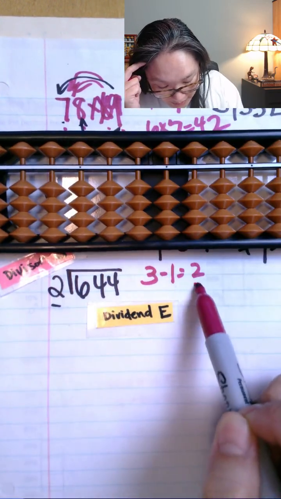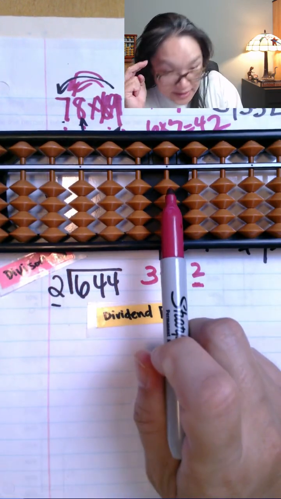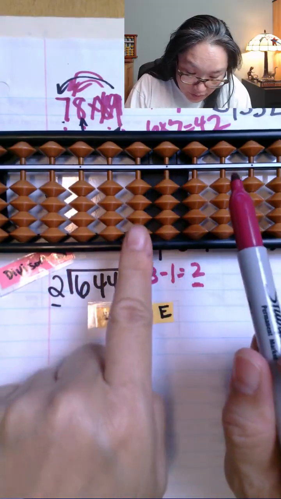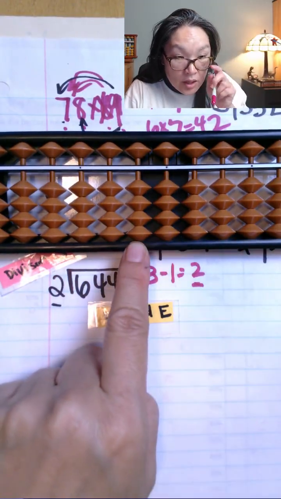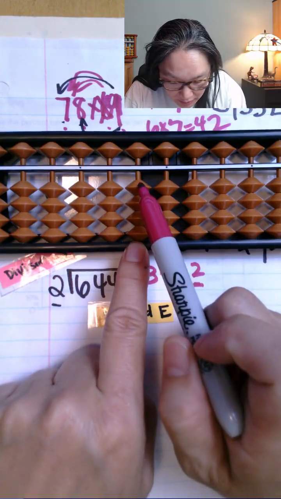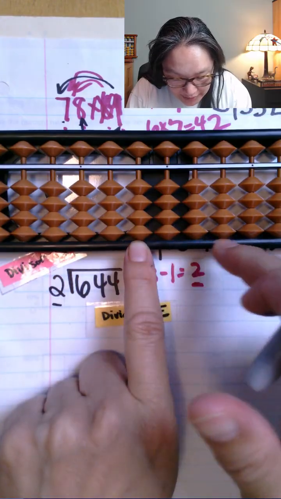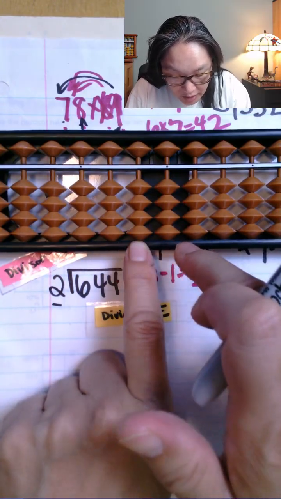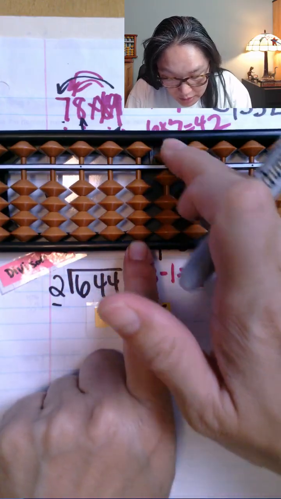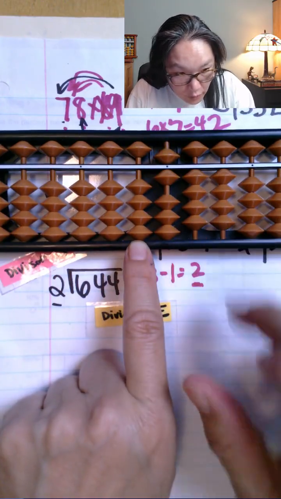So we need to answer on the second column. That means it's 1, 2. This is where our answer is going to start. Because our answer is going to start here, I'm going to put my dividends onto the abacus, because on the abacus we're going to subtract it. So we have 6, 4, 4.